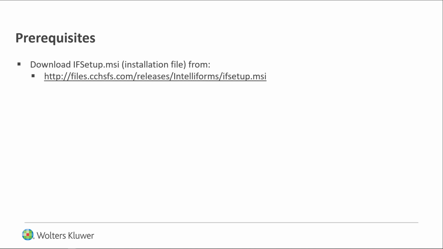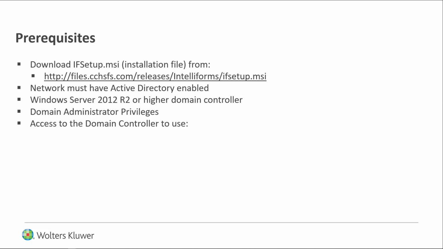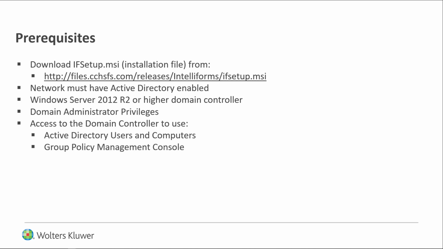Before continuing, make sure your environment meets the following prerequisites. Download ifsetup.msi, the installation file, from the address shown on your screen. The network must have Active Directory enabled. You must have a domain controller running Windows 2012 R2. You must be a domain administrator on the domain controller to use Active Directory users and computers and Group Policy Management Console. There must be a network share to be used as the distribution point.